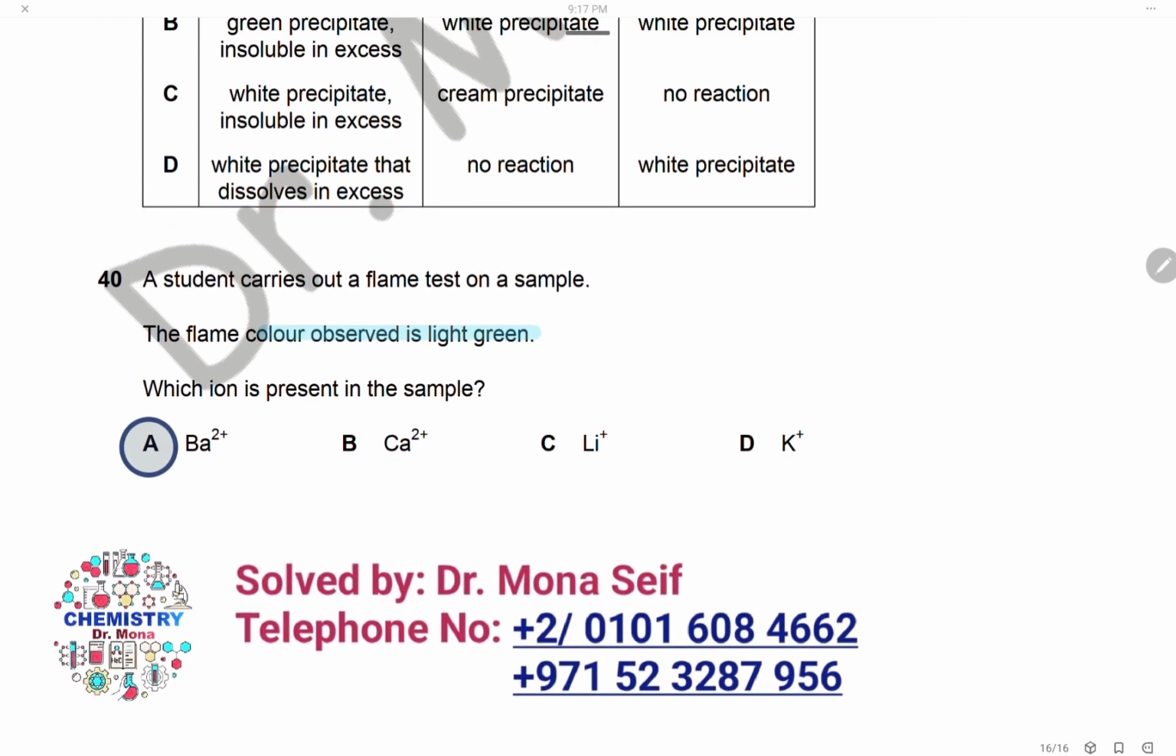Question 40. A student carries out a flame test on a sample. The flame color observed is light green. Which ion represents the sample? Of course, barium ions give a light green color, so the answer is A.